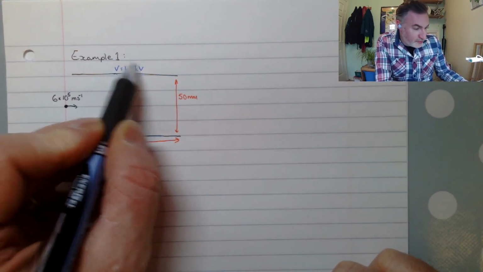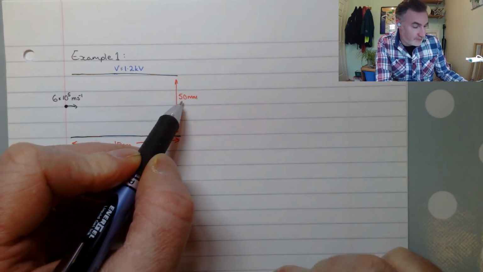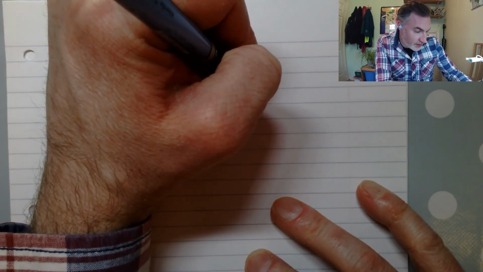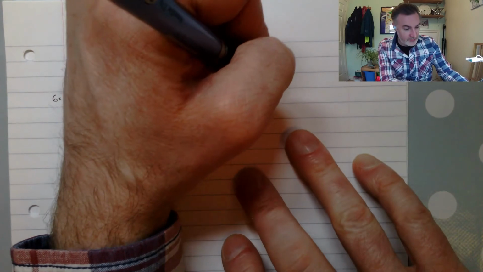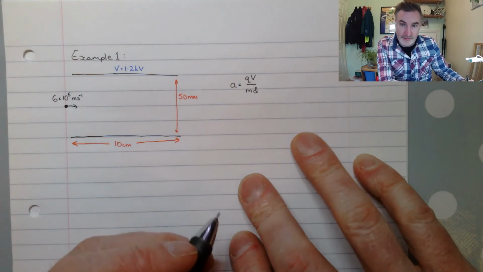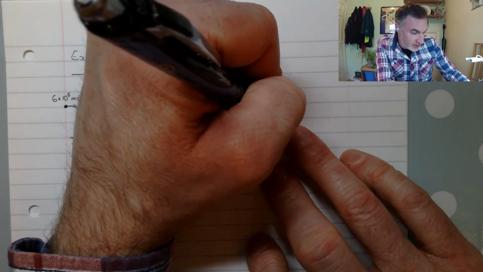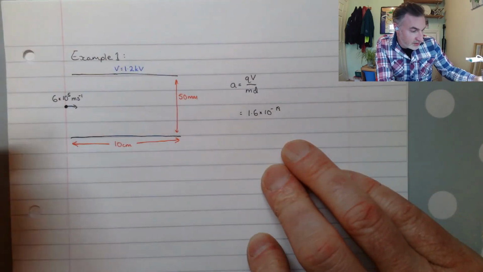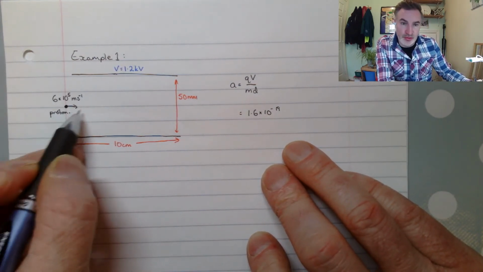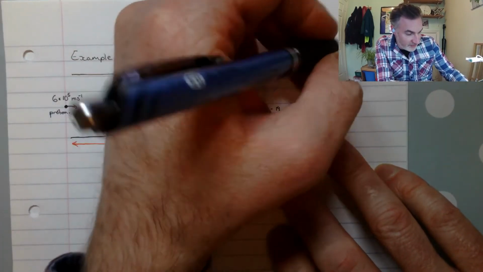So, potential difference of 1.2 kilovolts, separation of 5 centimeters or 50 millimeters, and from the previously derived equation, we have a is equal to QV over MD. Q, the charge of a proton, is 1.6 times 10 to the minus 19. So there's a proton entering at 6 times 10 to the power 5, and we know everything that we need. It's going to be fine.